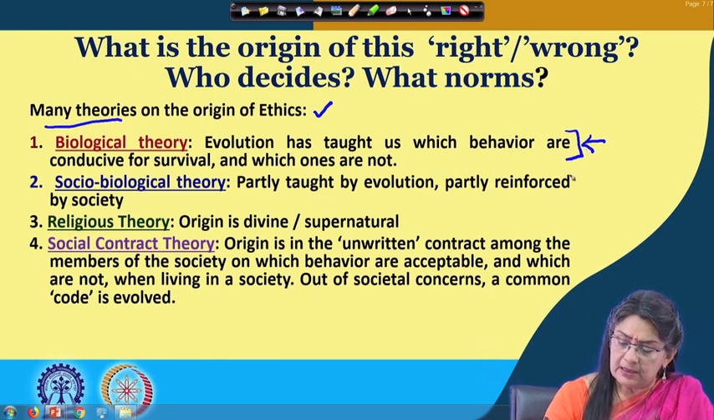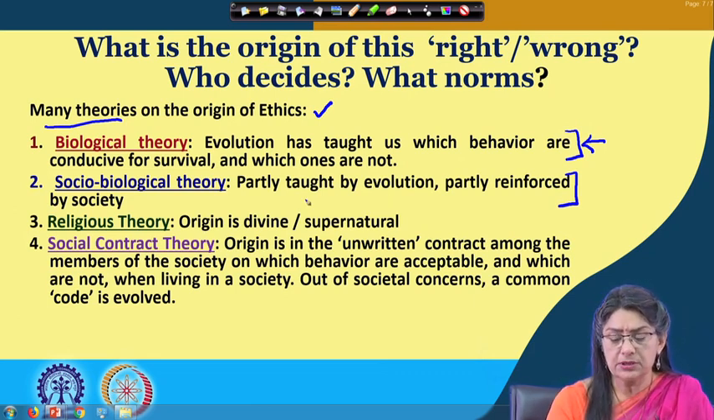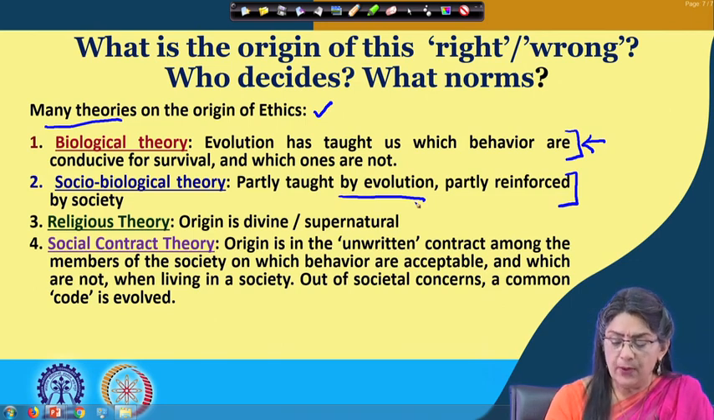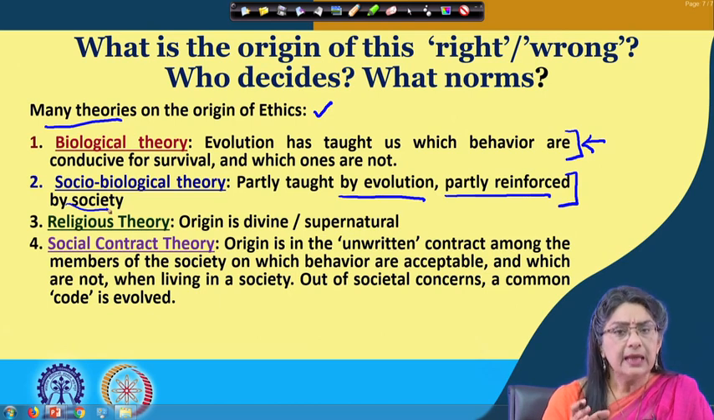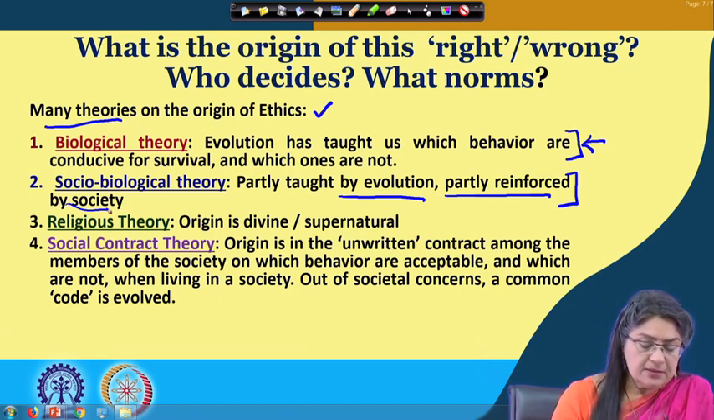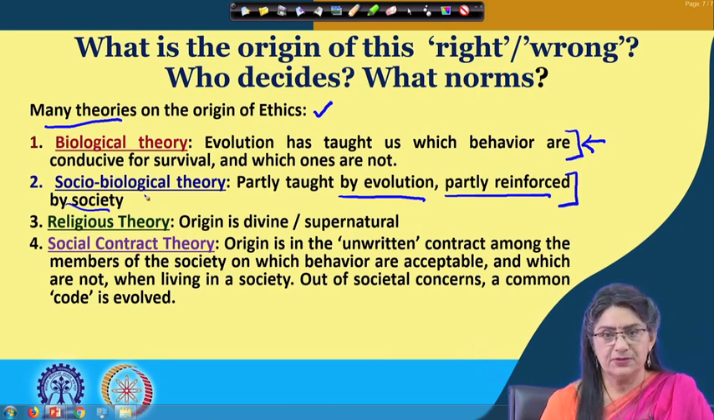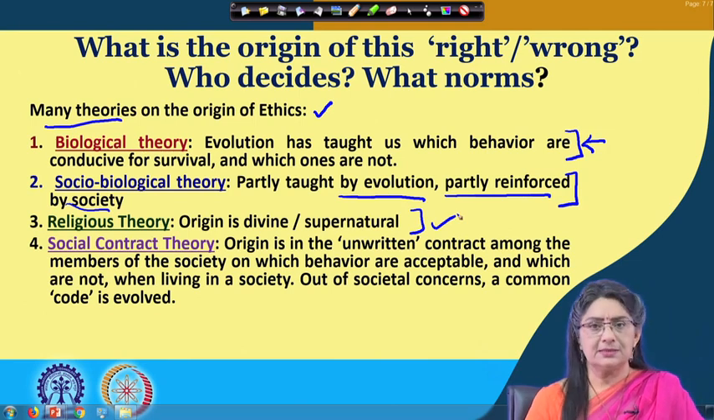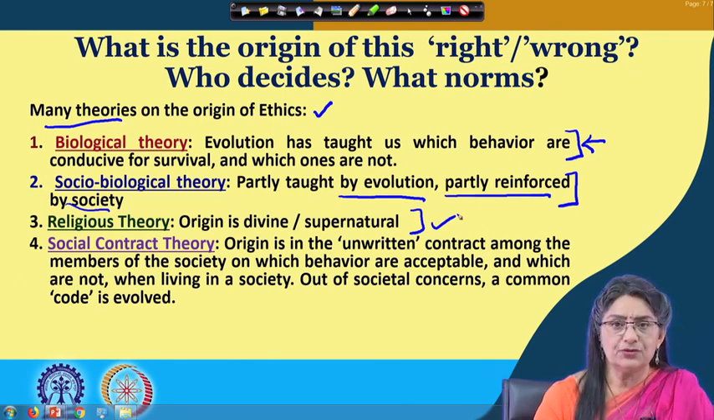The second one is called socio-biological theory, which, as the name suggests, says that the ethical rules are partly there in us, hardwired in our brain by evolution. It has been picked up by fitness, whereas part of it has been reinforced by society. So society has picked up certain traits and behavior and given encouragement, and that's why they have perpetuated over time. So where do they come from? In this second theory, it comes not just from biology, but partly from society. The third is a religious theory, which clearly puts the ball in the court of religion, saying that religions are the sources of these ethical rules and values. If the religion is one where there is God or gods, then they are the sources. But anyway, it's a supernatural origin.